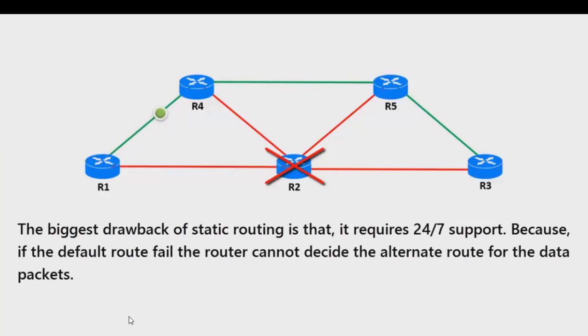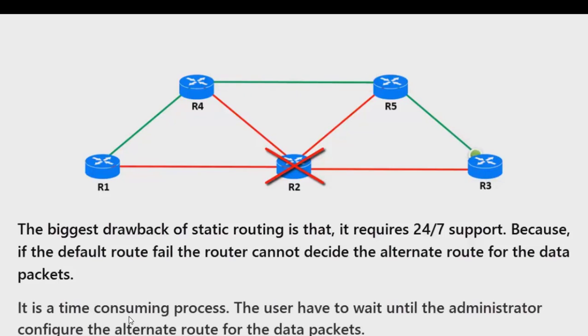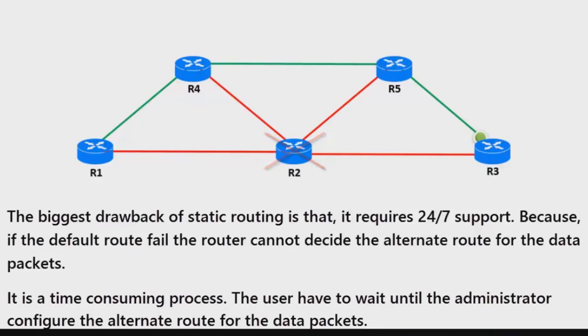So the biggest drawback of static routing is that it requires 24/7 support, because if the default route fails, the router cannot decide the alternate route for the data packets. It is a time-consuming process. The user has to wait until the administrator configures the alternate route for the data packets. So to overcome this problem, we are going to use dynamic routing.